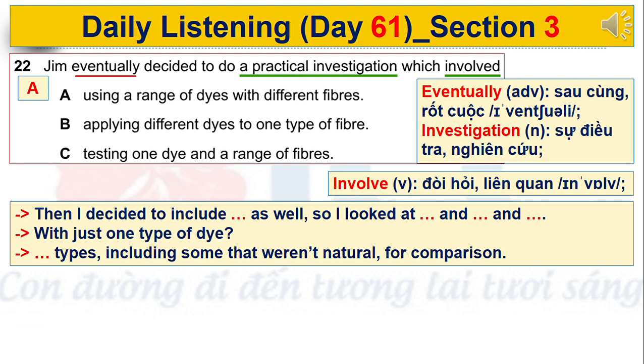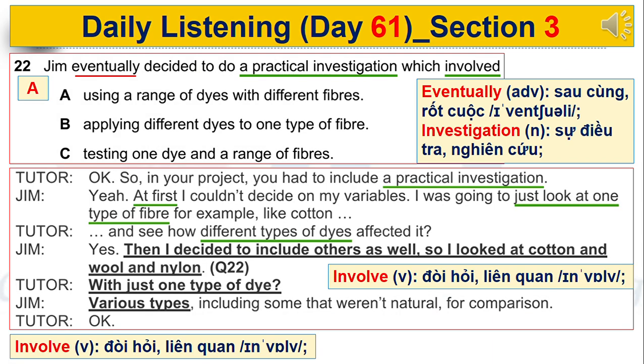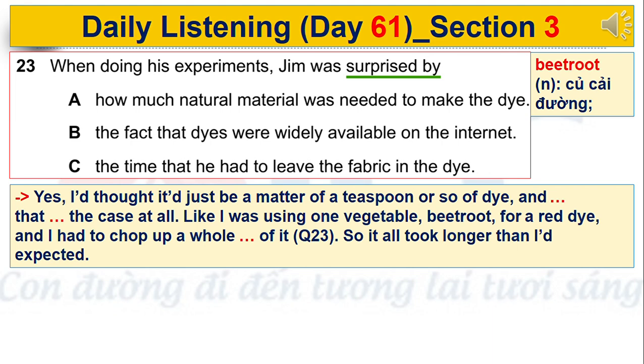OK. So I did the experiments last week. I used some ready-made natural dyes. I found a website which supplied them. They came in just a few days, but I also made some of my own. That must have taken quite a bit of time. Yes. I thought it'd just be a matter of a teaspoon or so of dye, and actually that wasn't the case at all. Like, I was using one vegetable, a beetroot, for a red dye, and I had to chop up a whole pile of it. So it all took longer than I'd expected.